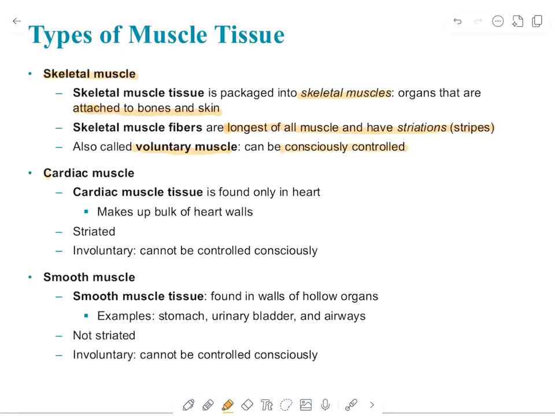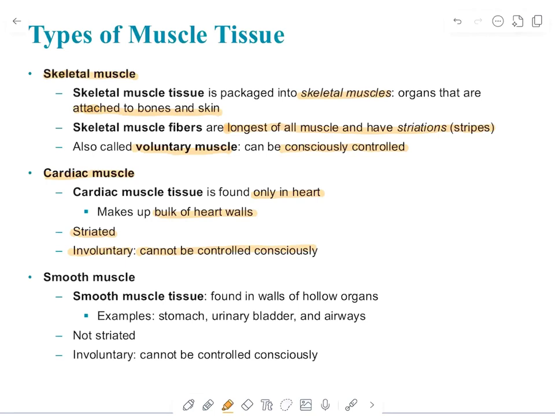Cardiac muscle tissue is only found in the heart, makes up the bulk of the heart walls. It does have striations, the stripes, like skeletal, but again, it's involuntarily controlled. So it cannot be controlled consciously.